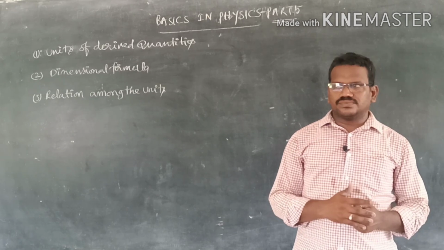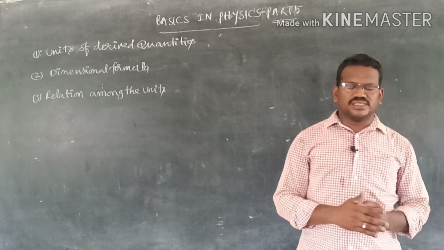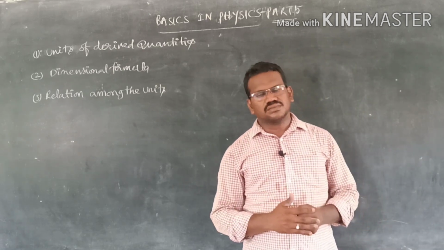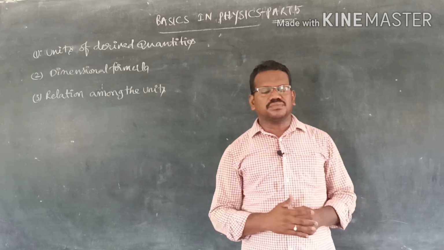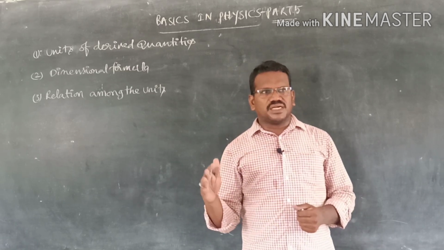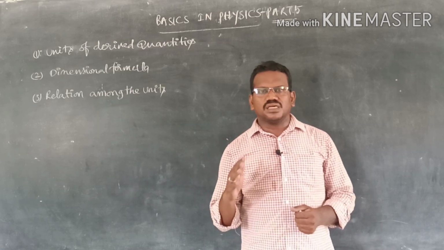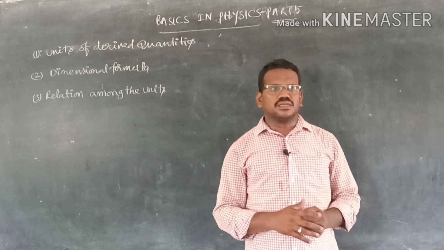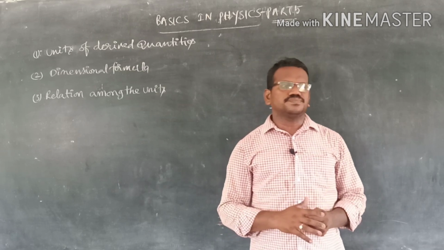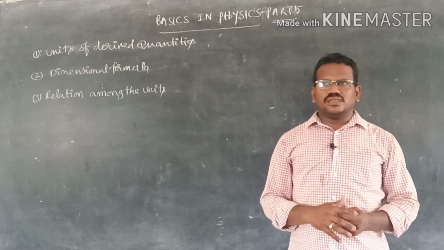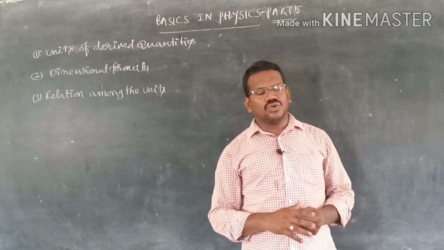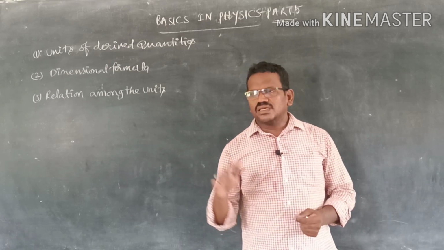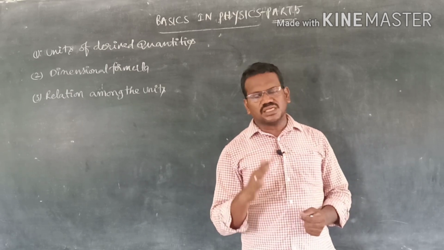In the CGS system, the unit of length is centimeter, the unit of mass is gram, the unit of time is second. Either in the MKS or in the SI system, the unit of length or breadth or height is meter, mass is kg, time is second, electric current ampere, luminous intensity candela, temperature Kelvin, quantity of matter mole, plane angle radian, solid angle steradian. These are all the topics I already discussed earlier.